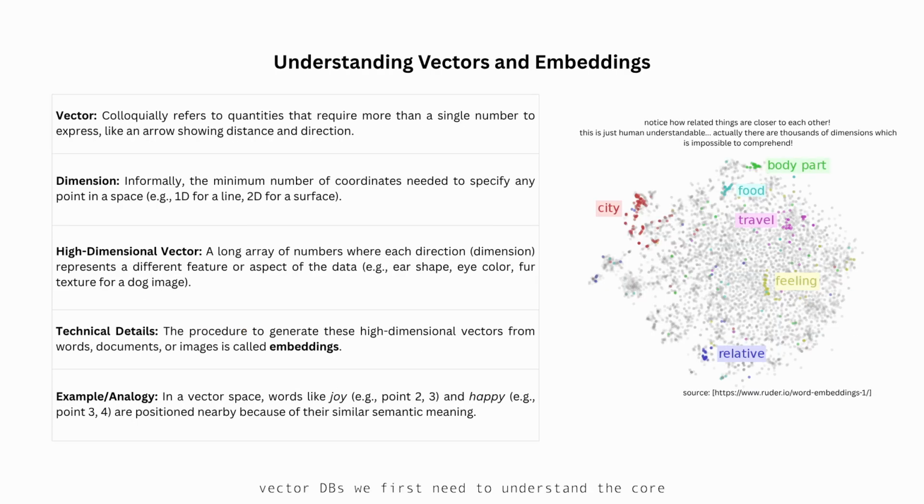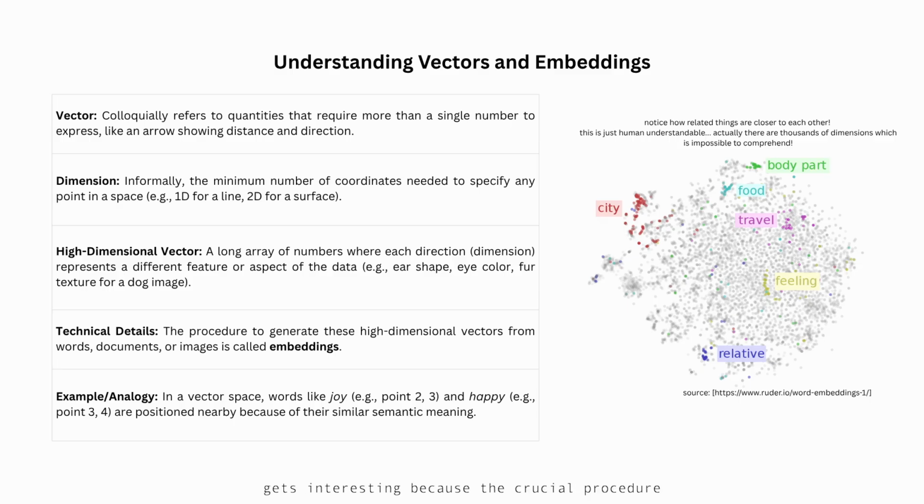To grasp vector DBs, we first need to understand the core component, the vector embedding. Think of a high dimensional vector like a detailed description of something packed into one long array of numbers. We start with the concept of dimensions. While we easily visualize a 3D space, high dimensional vectors like those used in large language models can have hundreds and thousands of dimensions. Each of these dimensions corresponds to a learned feature of the data.